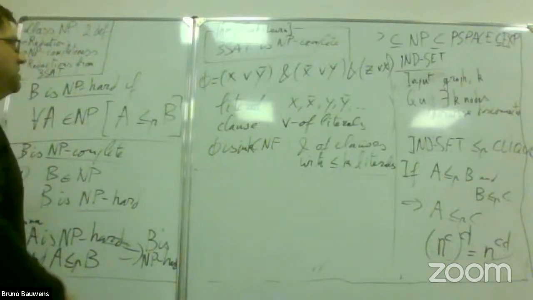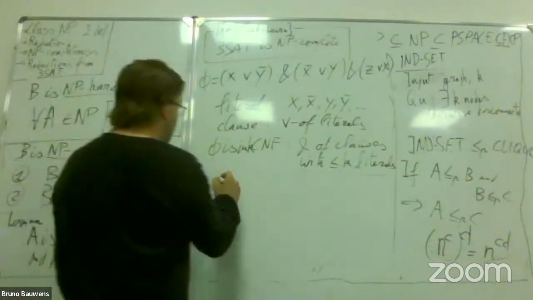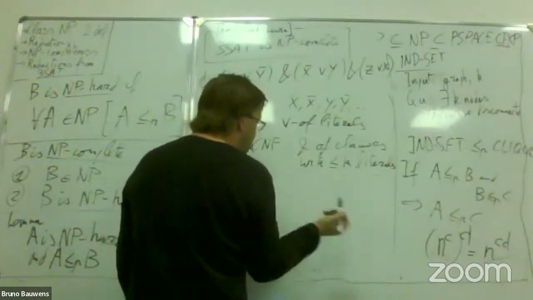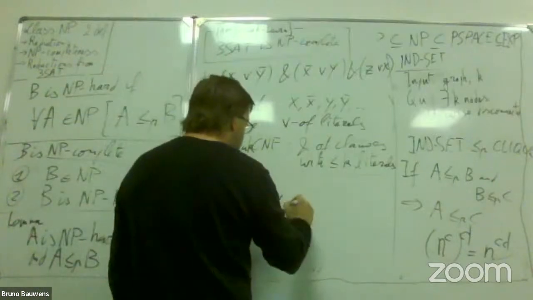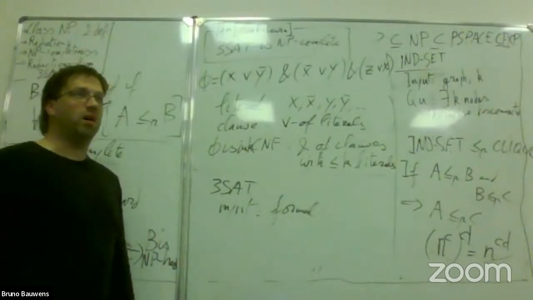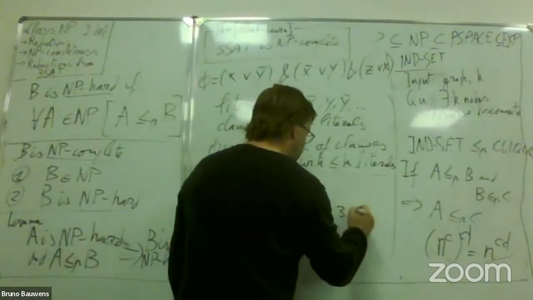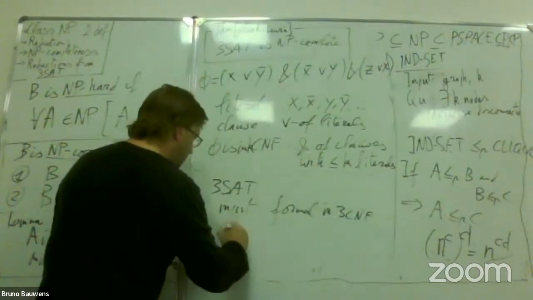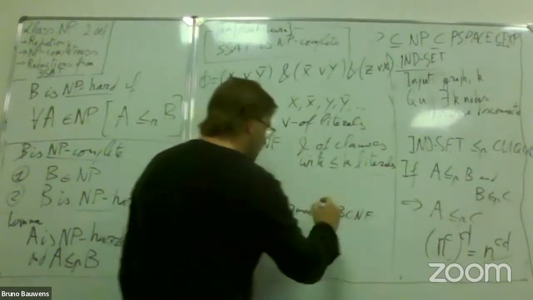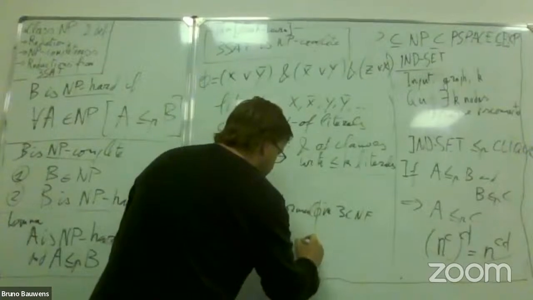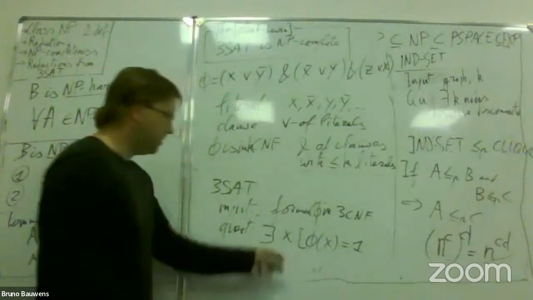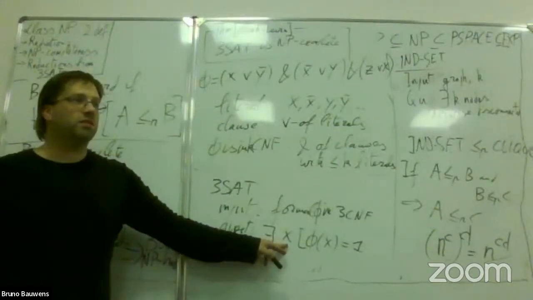Okay, but this is stupid. I should define what three-SAT is. So the three-SAT problem input is a formula in 3-CNF. And the question is, can you find an assignment to the variables so that the formula evaluates to 1? Does there exist X, for formula phi in 3-CNF, so that phi of X equals 1? And so X is a list of Boolean variables.